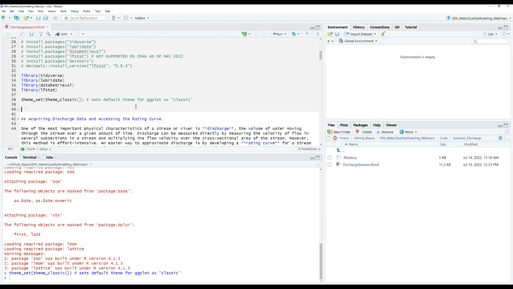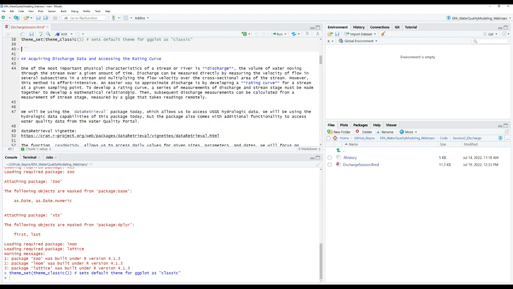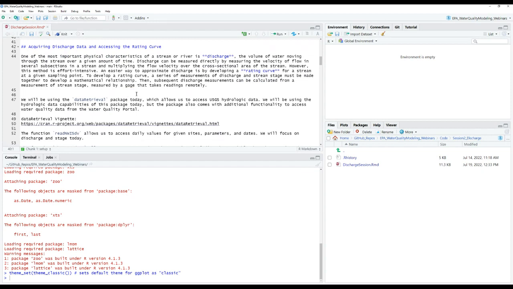Okay, now that we have our setup out of the way, let's actually access some discharge data. So we will be gathering daily discharge data today from the dataRetrieval package, reminding ourselves that to actually develop an estimate for discharge, we would compare that to our stream stage. So we'll also be gathering stage information and visualizing that rating curve to look at the relationship between discharge and stage. So that's where we're going to start today.